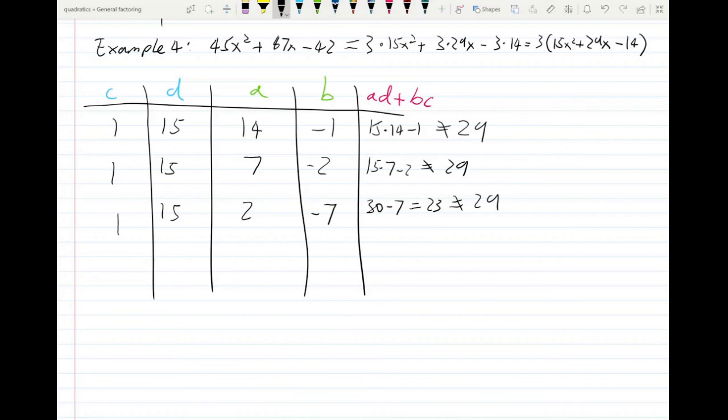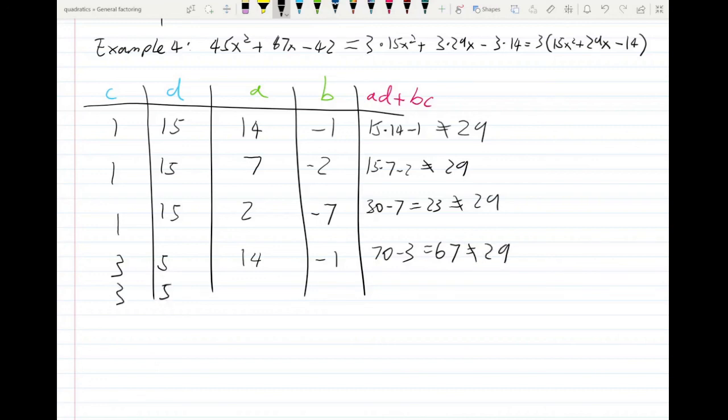So we found out that C as 1 and D as 15 does not work. So we'll use two different values for C and D, because 15 has different factors. 3 and 5 also multiply to 15. So we can use those as our C and D. Once again, we'll start with A being big and B being small. And we see that this time we have AD is 70 and BC is negative 3. So it's not equal to 29.